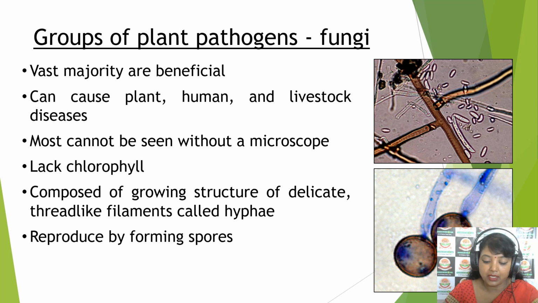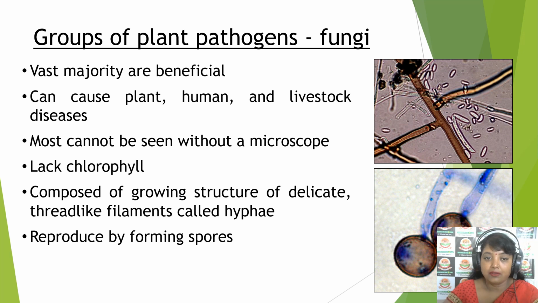It is very simple and it consists of a network of branched filaments, which is called mycelium, or we can call it hyphae. And the tangled mass of hyphae is termed mycelium. They may be unicellular or multicellular filamentous structures with a firm cell wall which consists of either chitin or cellulose. So this is the definition of fungus.